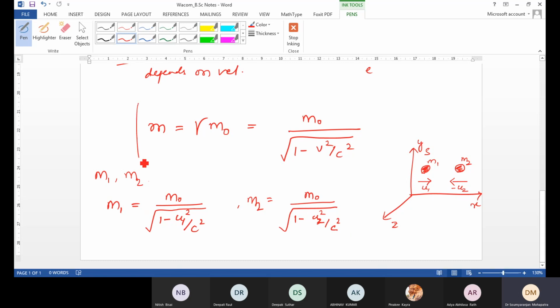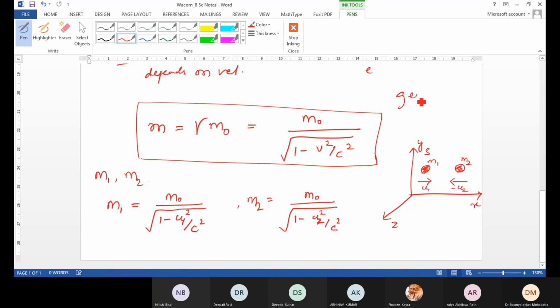And in a general term, you can write like this: m is equal to gamma m naught. This is the general expression. Now suppose I say that u1 is 0. What happens? m1 becomes m naught when u1 is equal to 0, and m2 is equal to m naught when u2 is equal to 0.